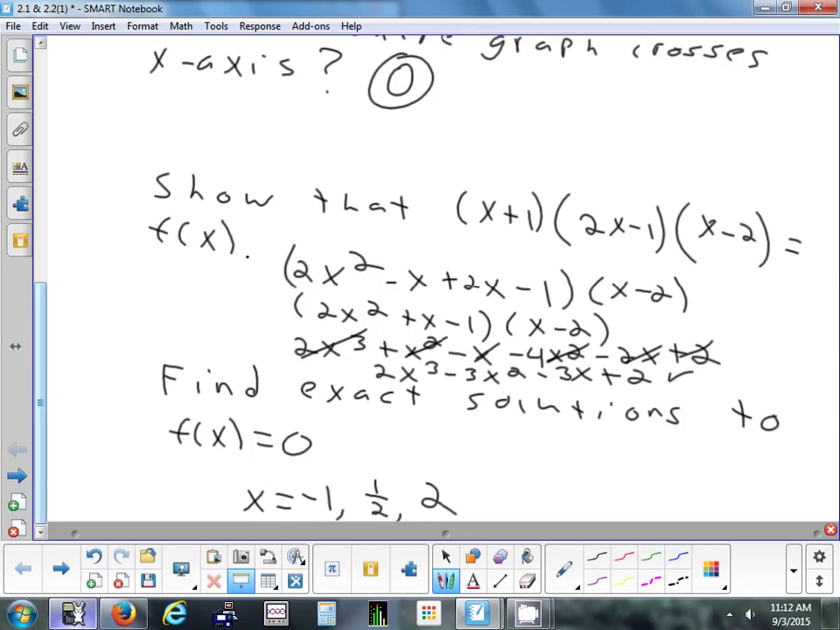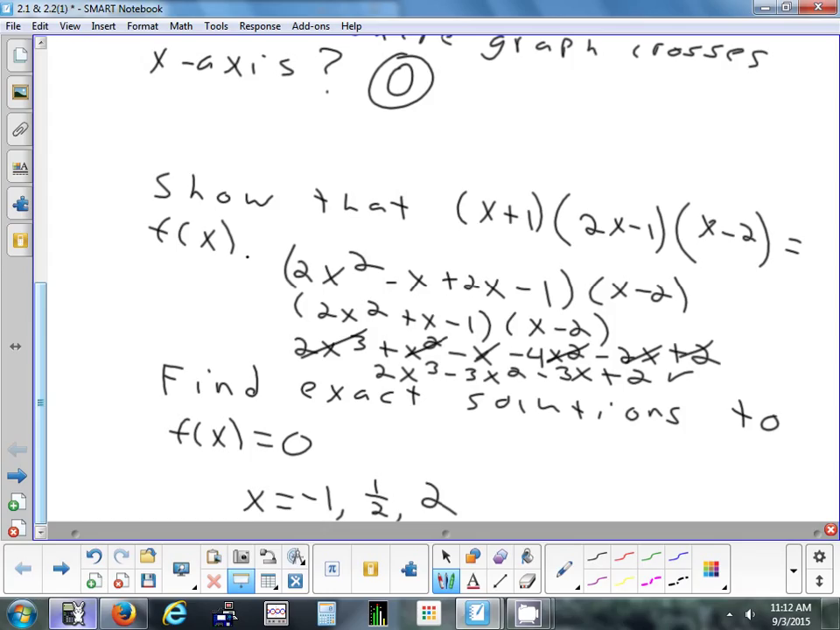Now we found those answers graphically, but look at what happens if you plug each one of these numbers into this factorization up here. If you plug in -1, what's -1 plus 1? 0. And 0 times anything is what? 0. So just by looking at what makes this first factor 0, you could have figured that number out.